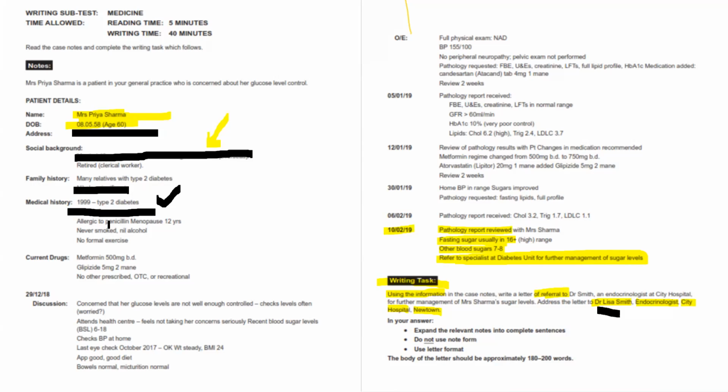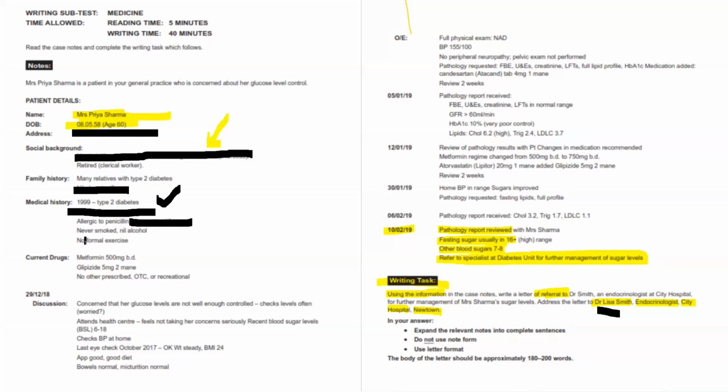Allergic to penicillin and menopause 12 years ago. Is it important? Wait, be careful here. You have two things: allergy to penicillin and menopause. Menopause is not important. Allergy to penicillin is important.